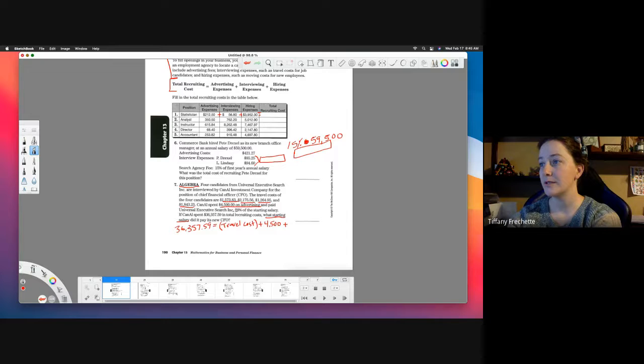Plus, we also know that they paid 20% of the starting salary to the search agency. So we simply say 20% times our starting salary. I always use something like this: S, sorry, I didn't define it over here. S is starting salary, like that. The only thing I didn't write out here is travel costs. I just didn't write out each one. You're going to put the actual numbers in here for each travel cost and add them together. I just didn't do that piece for you.